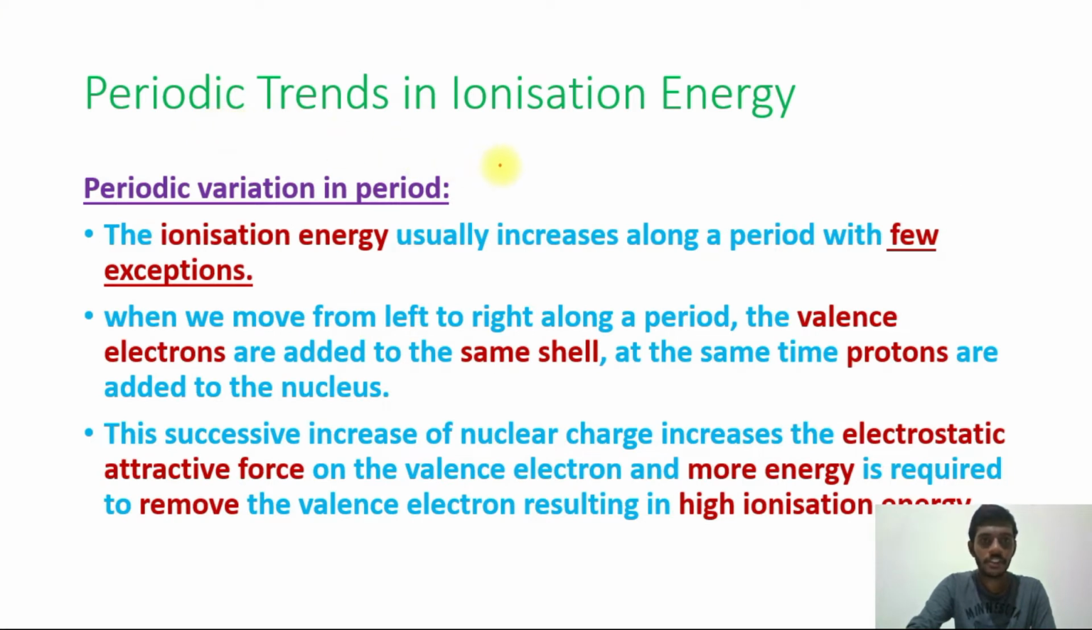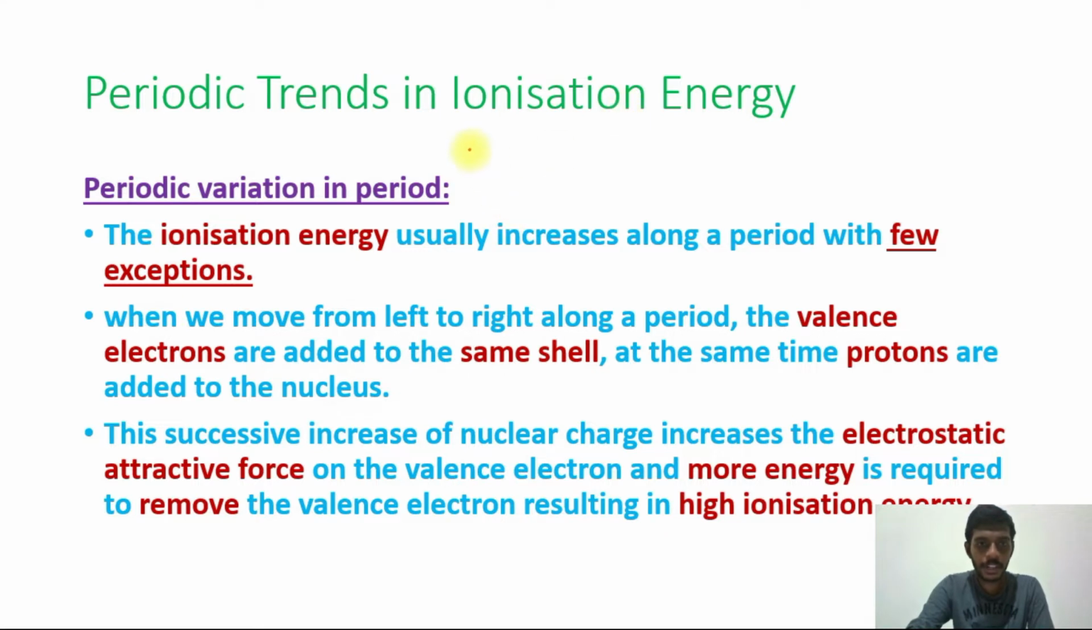Periodic trends in ionization energy. First, we discuss the periodic variation in a period. From left to right, the ionization energy usually increases. Why? Because when we move from left to right in a period, the valence electrons are added to the same shell. At the same time, protons are also added to the nucleus.